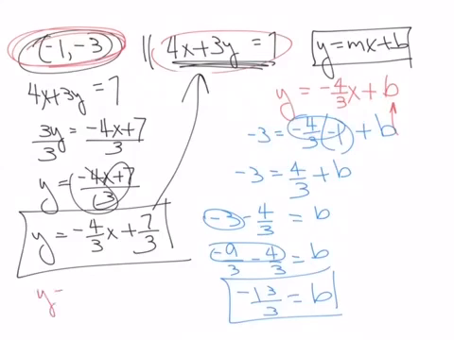I have y equals, what's my slope? -4/3 x, and what did I say my b is? 13/3. That is the equation that is parallel to this one, because it has the same slope and it goes through this line here. Alright, so this is what we are looking for.